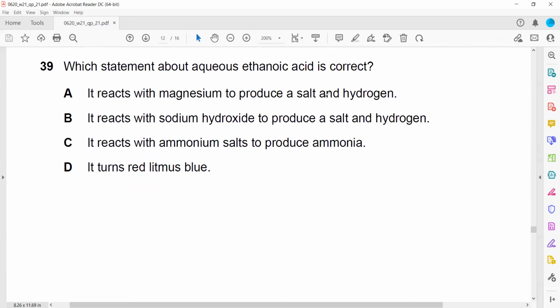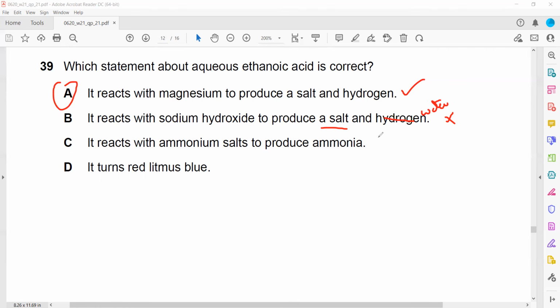It reacts with magnesium to produce salt and hydrogen. That is true. That is a characteristic of acid: acid plus metal gives salt and hydrogen. So A is the right answer. Why not B? It reacts with sodium hydroxide to produce salt and hydrogen. That is, it produces salt but not hydrogen. It should be water, because acid reacts with the alkali base and produces water. It reacts with ammonium salt to produce ammonia.